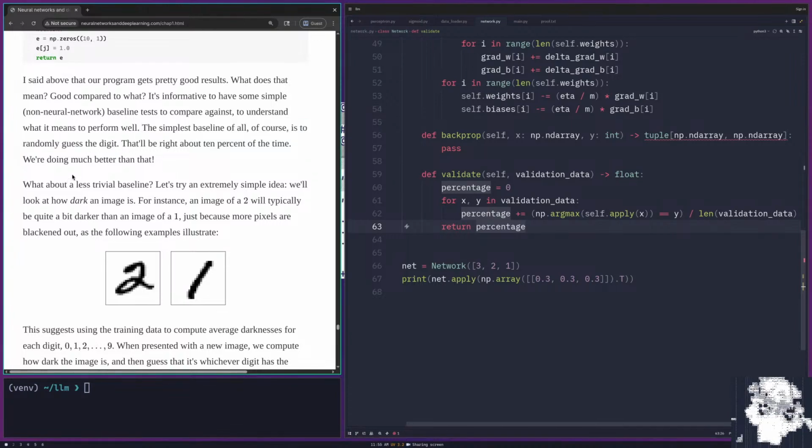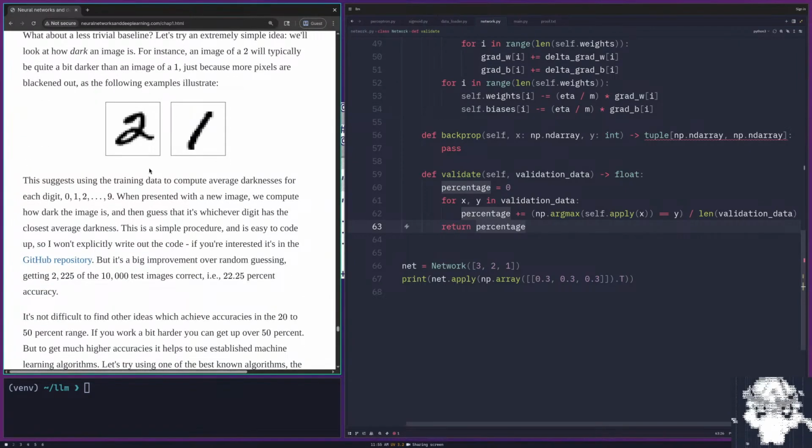What about a less trivial baseline? Let's try an extremely simple idea. We'll look at how dark an image is. For instance, an image of a 2 will typically be quite a bit darker than an image of a 1, just because more pixels are blacked out, as the following example illustrates.